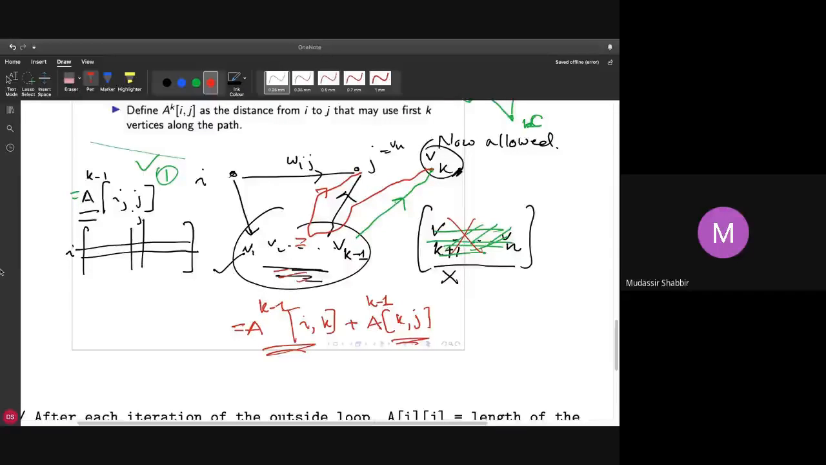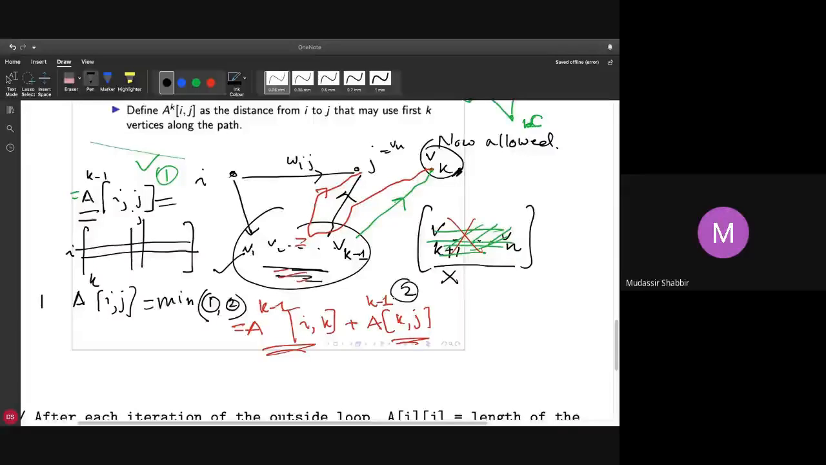So our solution now, let me get a black color here. Our solution is going to be A k of IJ is the minimum of two things, 1 and 2. This is 1 and this is 2.